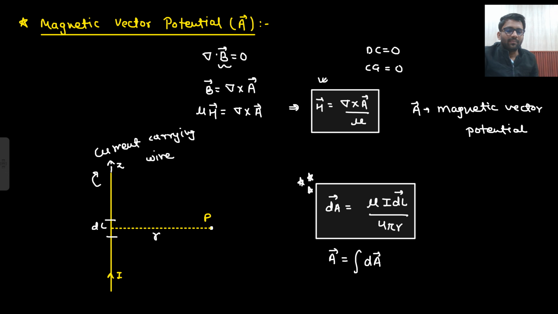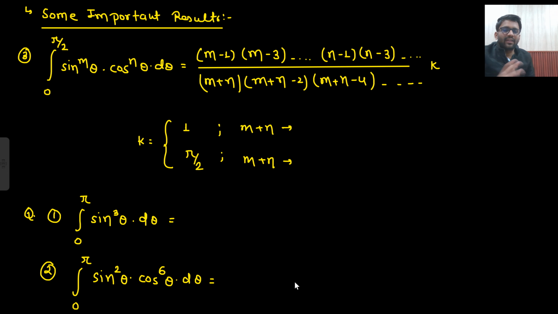Now let's see some mathematical result. Very important, for numerical purpose this is very important. You must have studied this in mathematics as well, but here also it is my duty, since I am teaching EMFT, so you need to study it. Your integration is from 0 to pi by 2. Take care of the limit as well. Integration is from 0 to pi by 2 of sine to the power m theta, cos to the power n theta d theta.